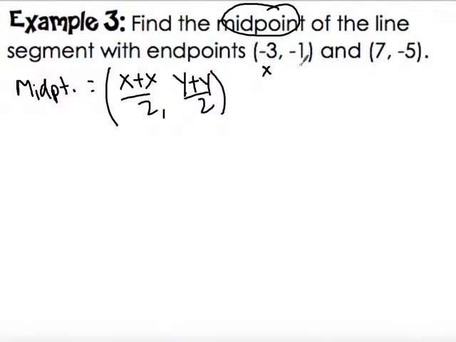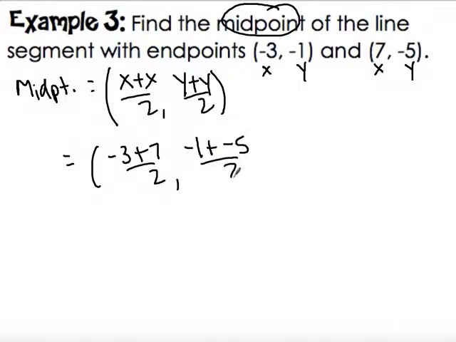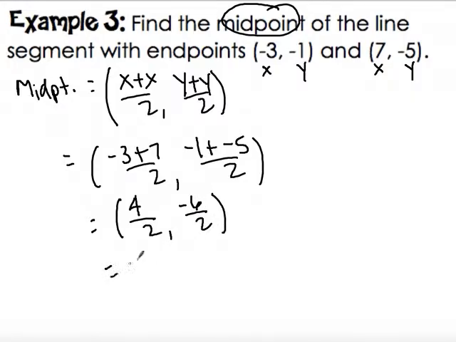So your x's and your y's are in your problem. Your first number is your x, second number is your y. So when you go to plug it in, you're going to have negative 3 plus 7 divided by 2, and then negative 1 plus negative 5 divided by 2. Negative 3 plus 7 gives me positive 4 divided by 2, and negative 1 plus negative 5 gives me negative 6 divided by 2. 4 divided by 2 is going to just give me 2, and negative 6 divided by 2 is going to give me negative 3. So the midpoint for a line segment with endpoints at (negative 3, negative 1) and (7, negative 5) would be (2, negative 3).